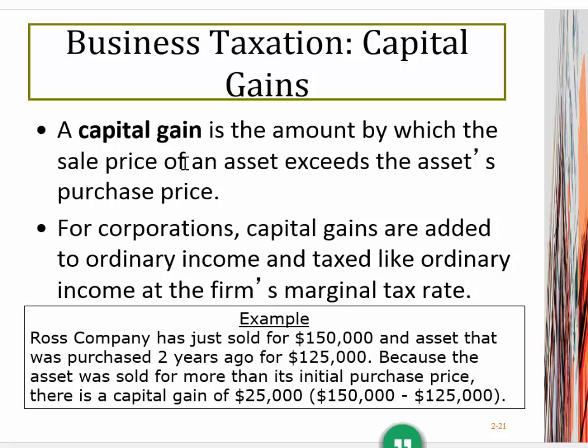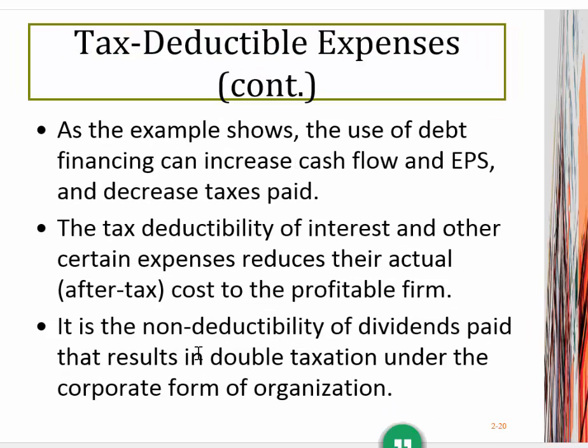Capital gain is another kind of tax when a company sells the assets that it uses to produce products. So it's selling the operating assets of the company. For corporations, capital gains are added to ordinary income, and they're taxed like ordinary income at the firm's marginal tax rate. So here we have this Ross company.